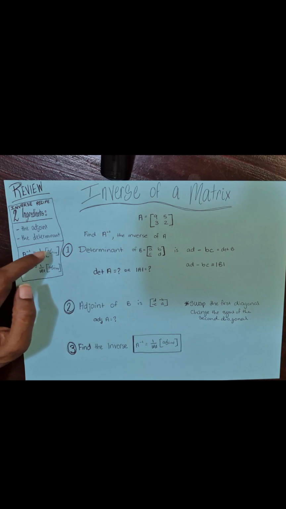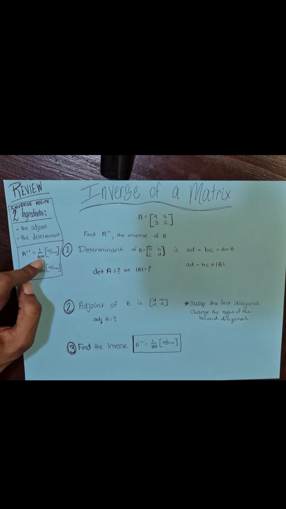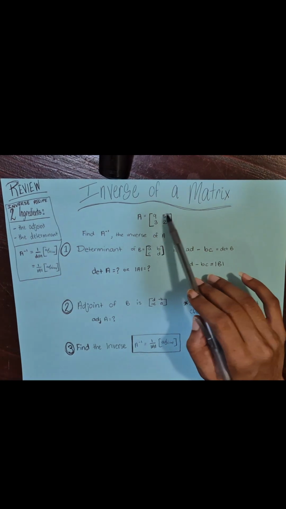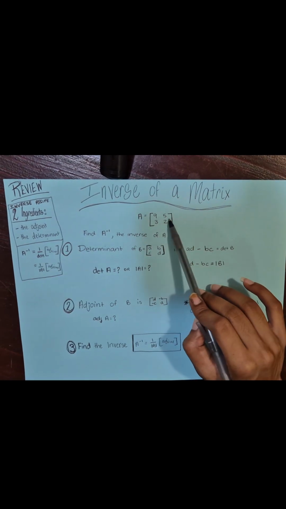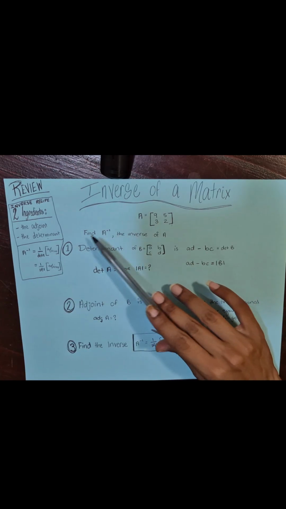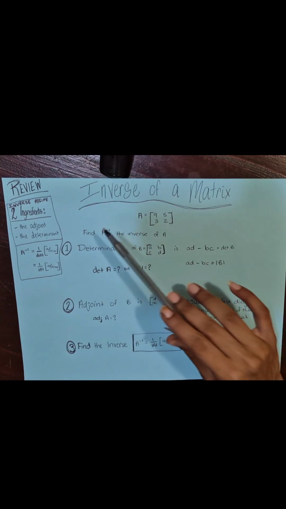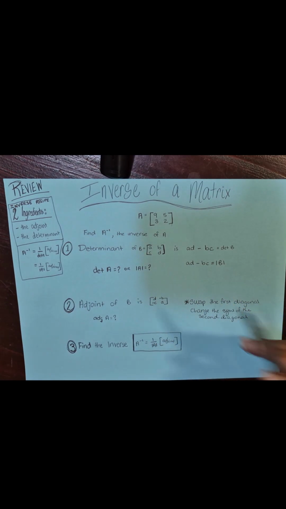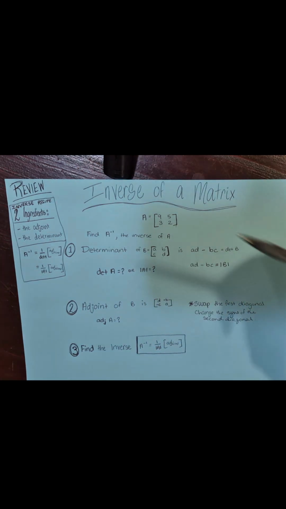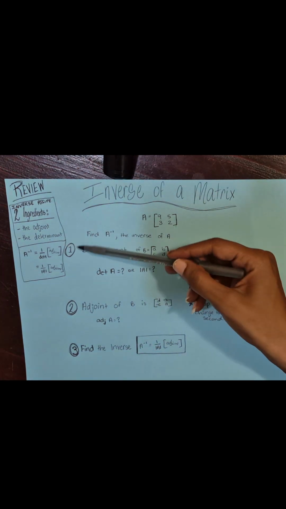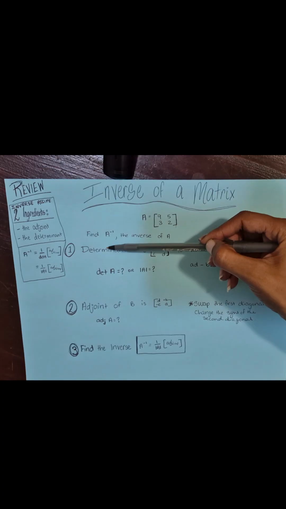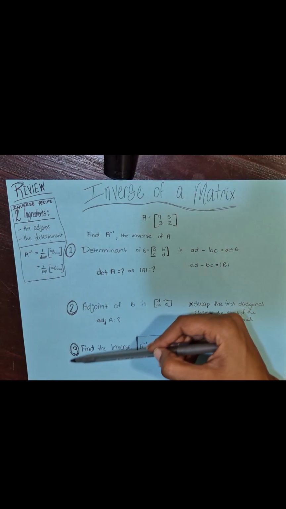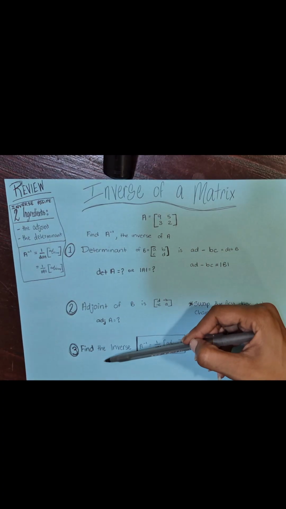So before you can use this formula, before you can do scalar multiplication of a fraction, 1 over the determinant times the adjoint, you need to find the determinant first to put in the denominator and find the adjoint. We have a matrix here, 9, 5, 3, 2. This is matrix A, and they're asking us to find the inverse of A. Find A to the power of -1, which is the inverse of A. And so to find the inverse of a matrix, you have 3 things you have to do. Find the determinant, find the adjoint, and then you can finally find the inverse.